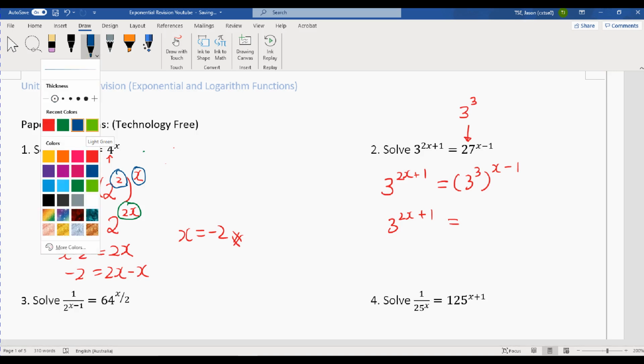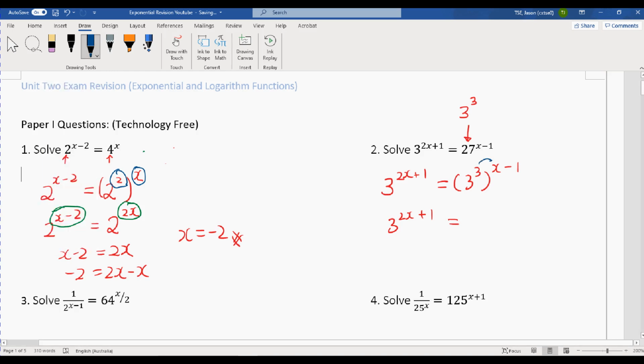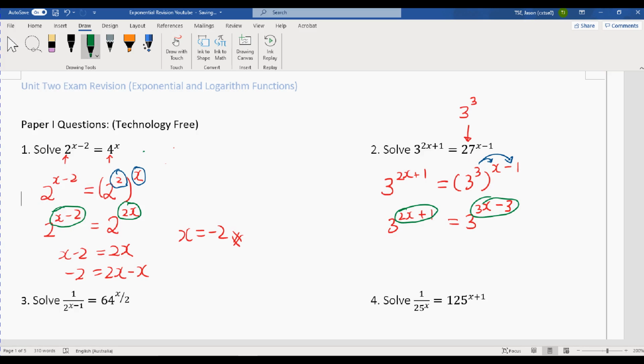When you try to remove the bracket, some people will make a mistake. Okay, remember this 3, you need to multiply both x and minus 1. So if you just write 3 to the power 3x minus 1, then obviously this is wrong. What you need to do is to have minus 3 after 3x. Now you have the same base and you can compare the indices, all right?